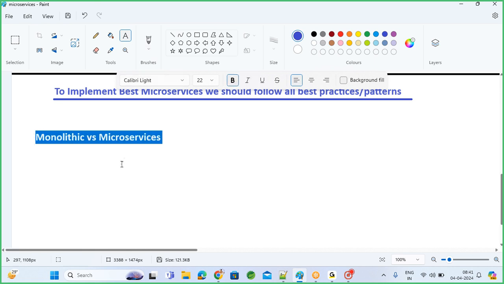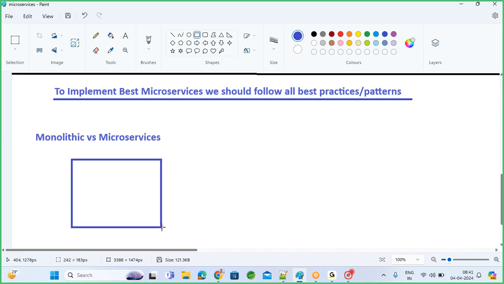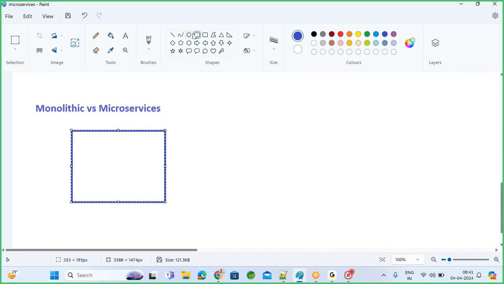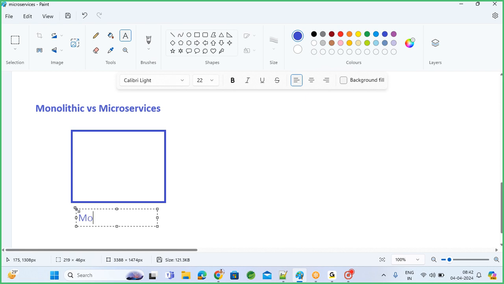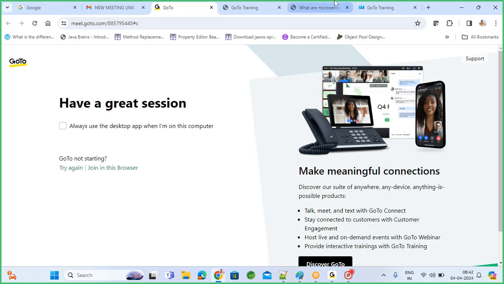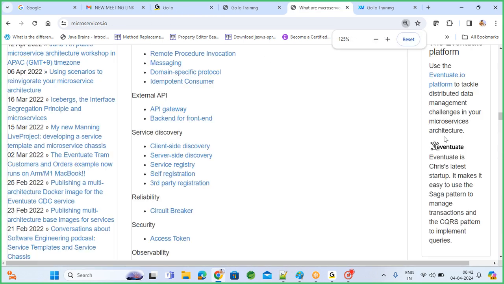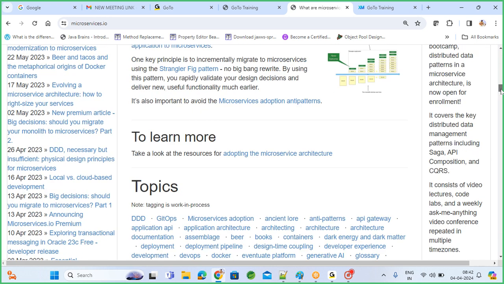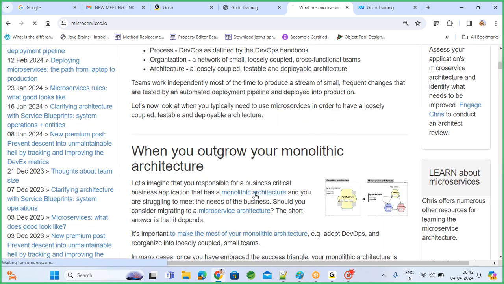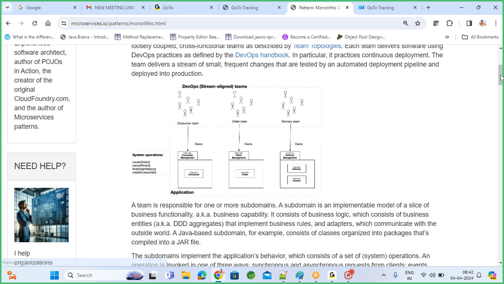In simple words, monolithic has all the functionality of an application implemented as modules. All the application features we implement as modules. If you take any e-commerce example, let's understand the monolithic architecture versus microservice.